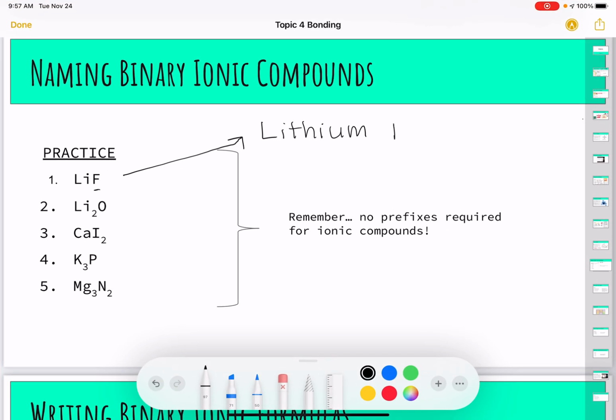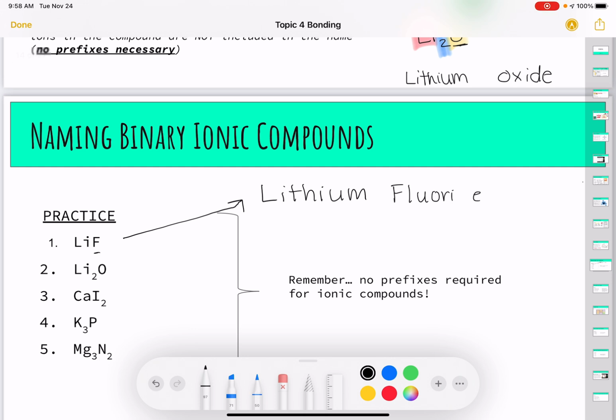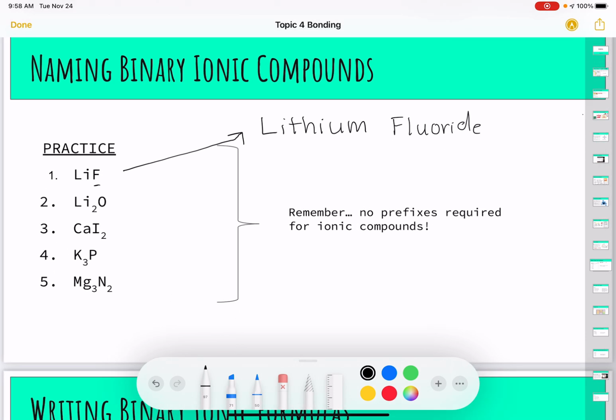So this would become fluorine. And our second step of naming our ionic compounds is that we need to change that ending. So it doesn't become lithium fluorine, it becomes lithium fluoride. All we're doing is changing that N to D, and maybe I should write that a little bit better. There we go.